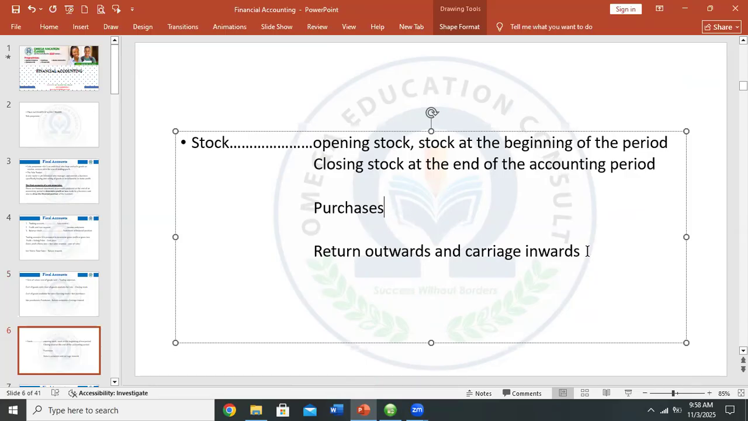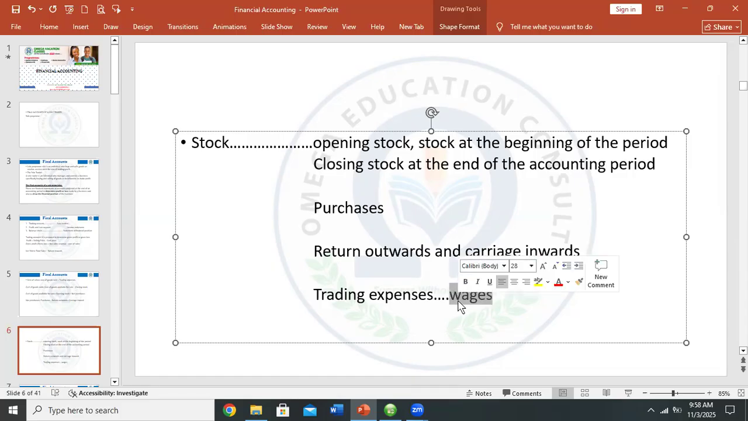The last thing I need to add on will be the trading expense. And professors, trading expense is any expense you incur directly with your buying and selling. The most common one is wages. And please note this, wages. Salaries is not bad. Why wages? Because we know wages is paid based on the work the person has done, right?